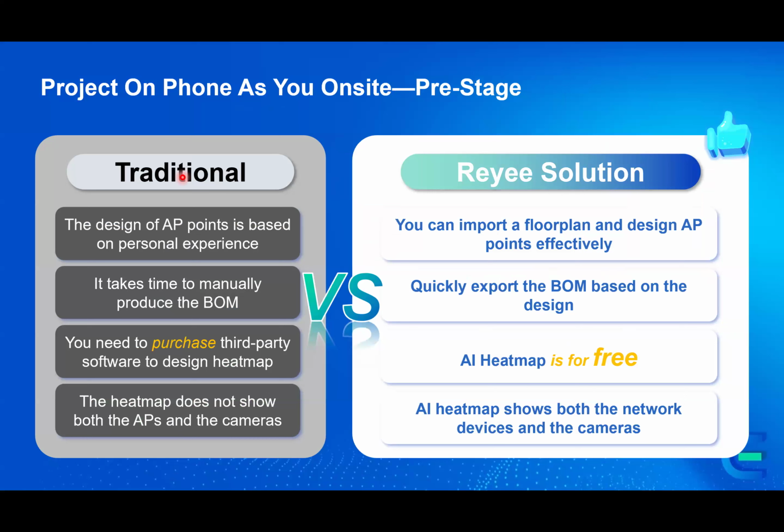So for the traditional design for AP, most of the installers depend on their own experience, how many units and how to place the access point, right? But we can use the floor plan and design the AP more effectively. And it takes time for the installers to produce the BOM. And maybe someone also needs to purchase third-party software to design the AI heat map, but our AI heat map is for free.